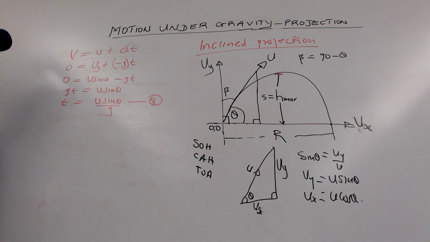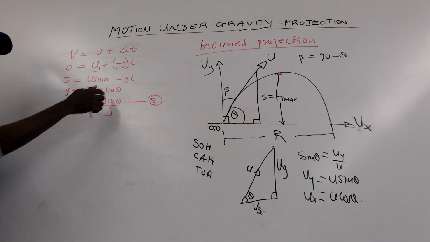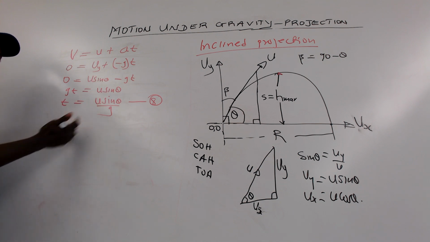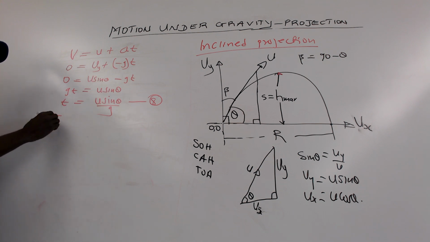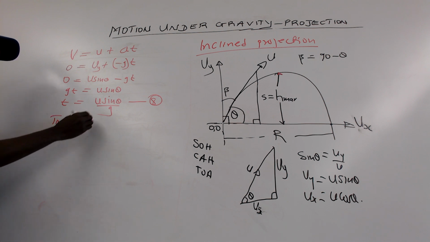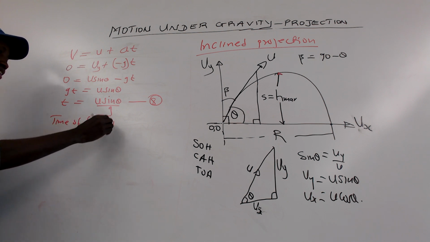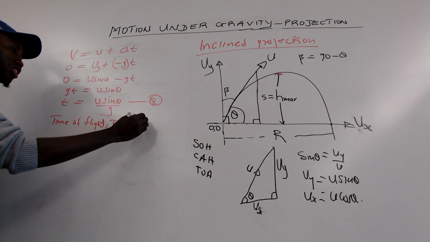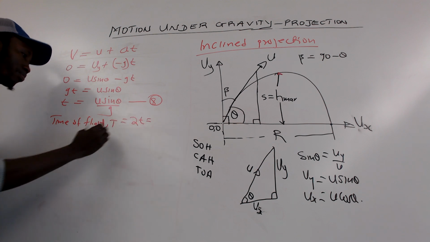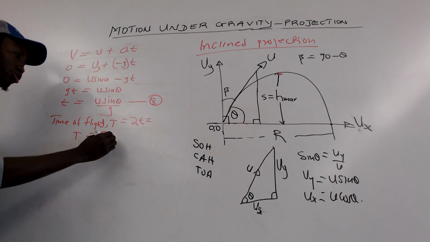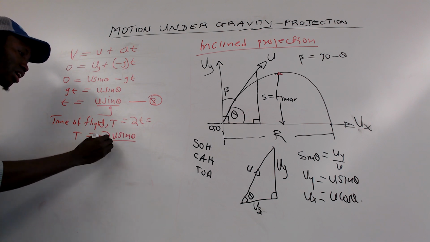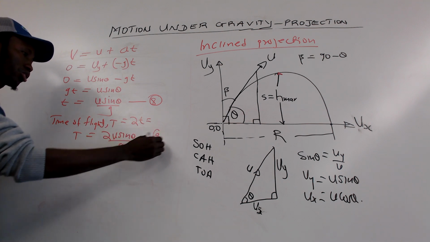You see, for inclined projection, anytime you come across an object projected in an inclined form, just know that the time the object takes to reach its maximum height can be simplified as U sine theta all over G. And similarly, the time of flight, which is T, is twice the time taken to reach its maximum height, which can be simplified as 2U sine theta all over G. This gives us equation 9.